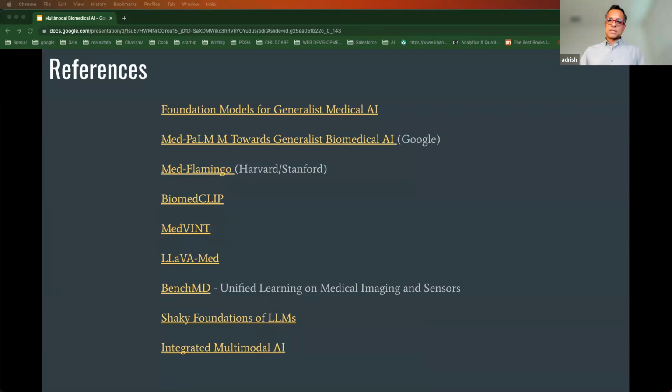I added all the references here for the latest papers from Google, from Harvard, and Microsoft, and other places where you can look at how people are thinking about multimodal AI and how the experimentation is going on in this space in order to create some of the LLM-aligned multimodal models.